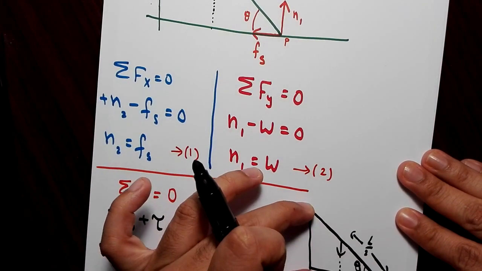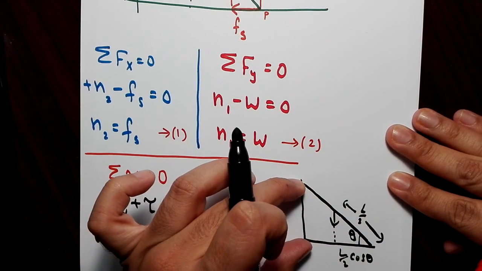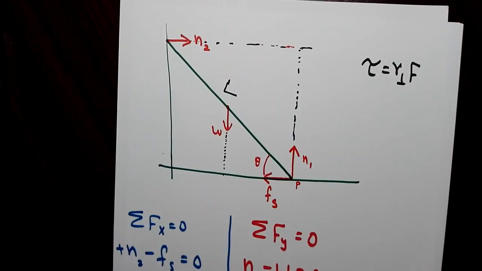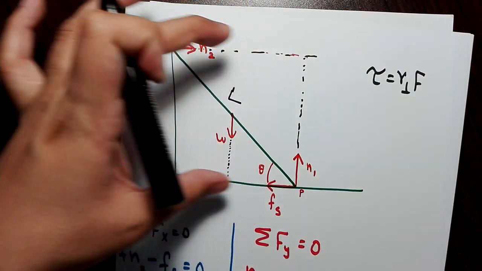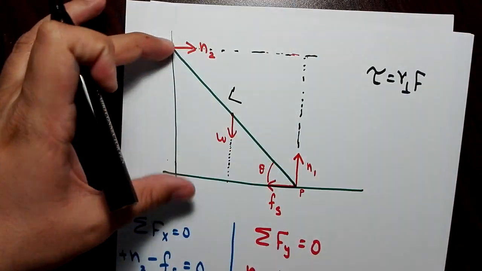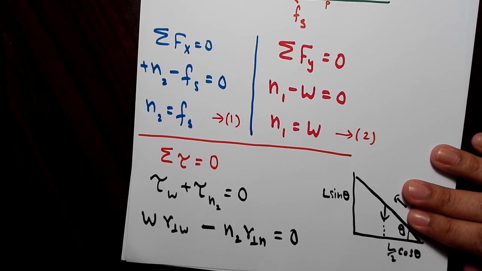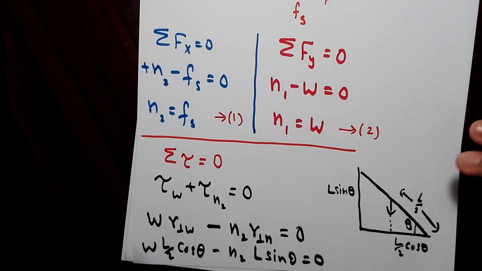So you should know what this distance is, because you're looking at this right triangle. It is L by 2 cosine theta. And if you want this other distance, you look at this big triangle. This is L sine theta. We need this distance because it is the moment arm of W, and we need this distance, which is the same as this, because it is the moment arm of N2. So therefore we get W times L by 2 cosine theta minus N2 times L sine theta equals 0.